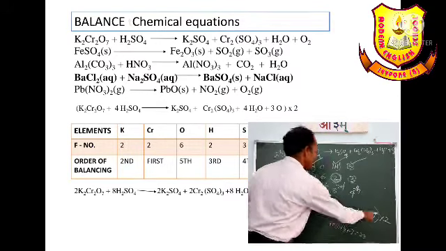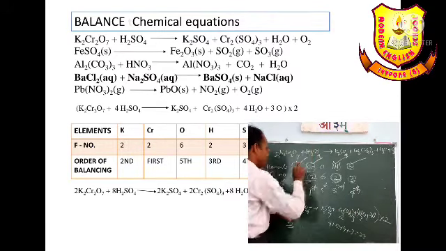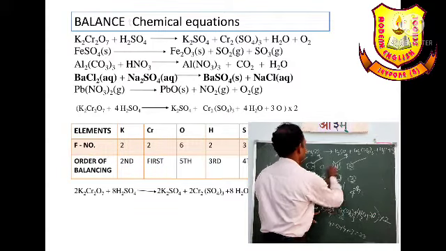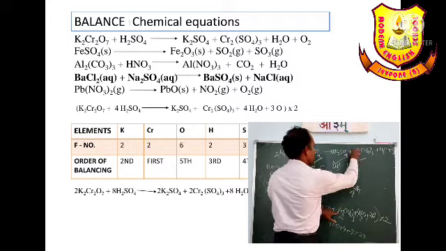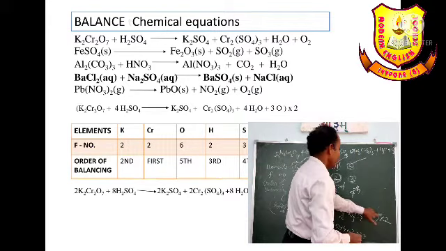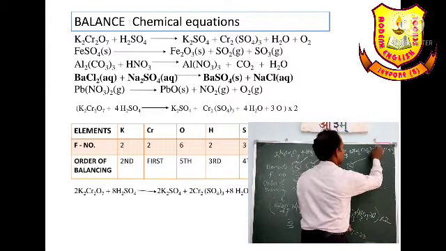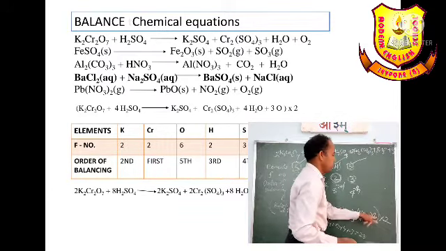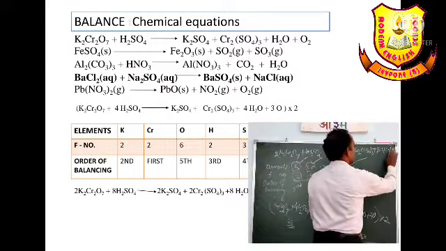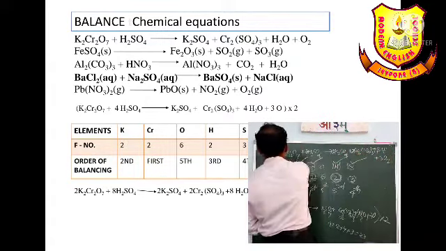K2Cr2O7. Then here 2 4s are 8. It should be 8. Then here 2. It should be 2. Then here 2. It should be here 2. Then 4 2s are 8. It should be 8H2O. Then 3O2. 6O means 3O2. Here this one will be 3O2. Now this is the balanced chemical equation.